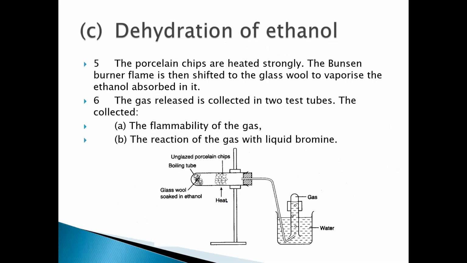Okay, let me just quickly finish this. I heat up the porcelain chips first. You must heat up the porcelain chips first, strongly. Okay, and then I go to the glass wool, to vaporize the ethanol. You cannot vaporize ethanol first. Ethanol, I told you, the boiling point is 78 degrees Celsius.